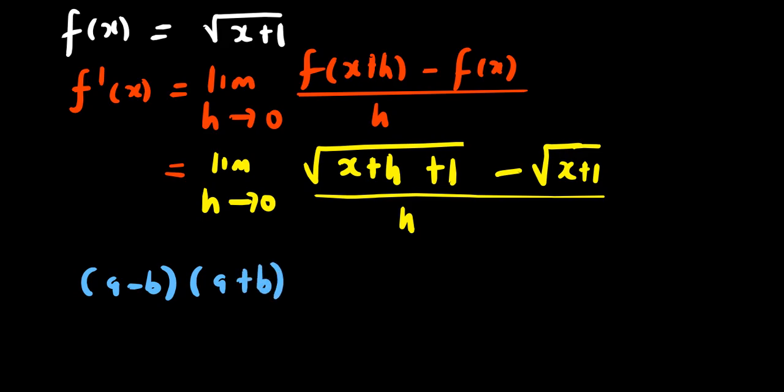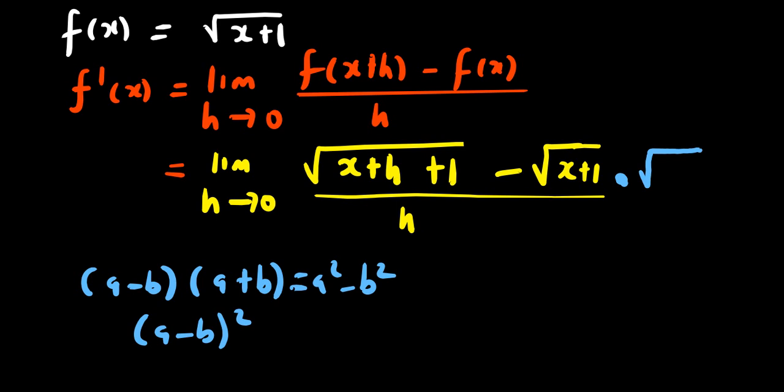You know that this is the same as the difference of two squares, which is a squared minus b squared. Okay, so now that we've got this, that's what we're going to do in our expression on top. Since we are rationalizing, we're going to multiply both the numerator and the denominator by the conjugate of what is on top. So we're rationalizing the numerator.